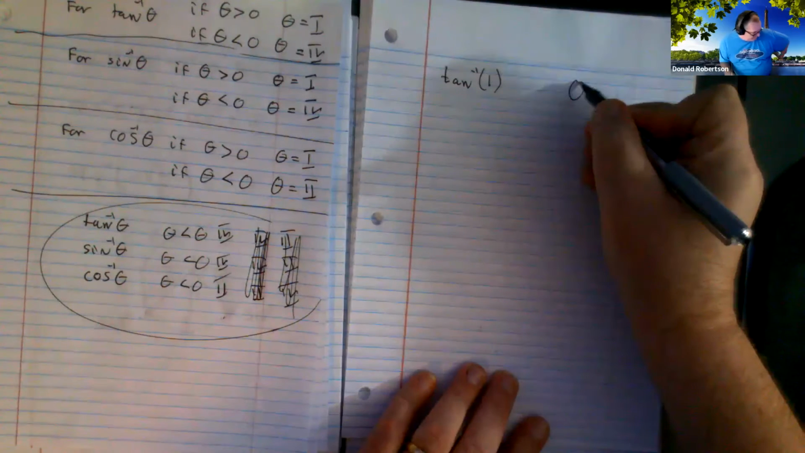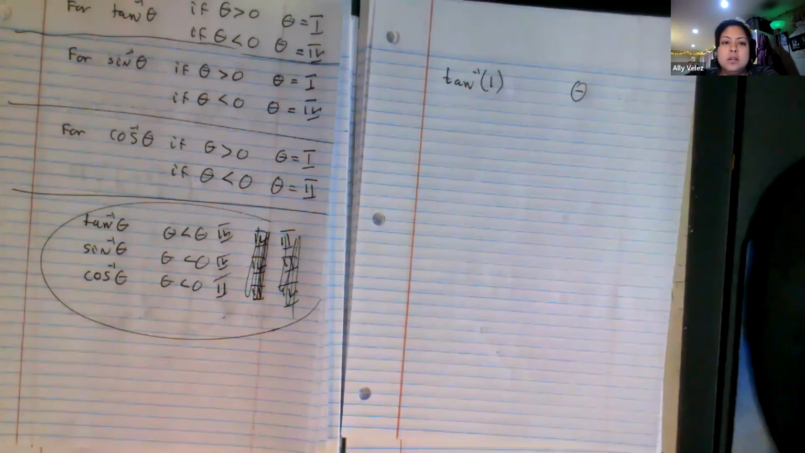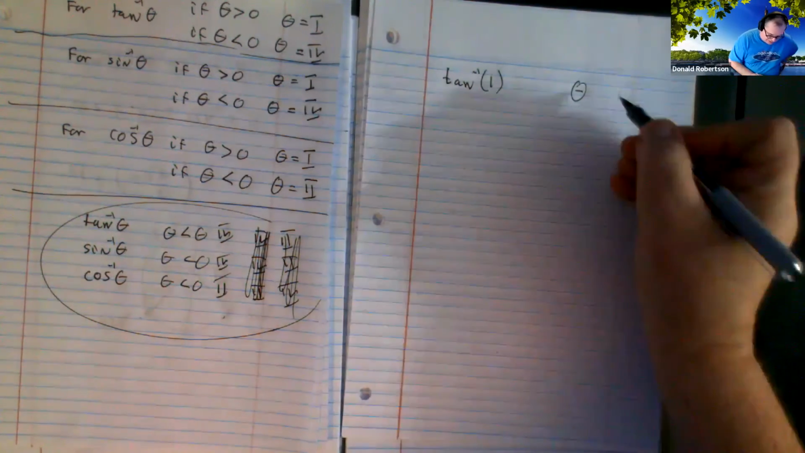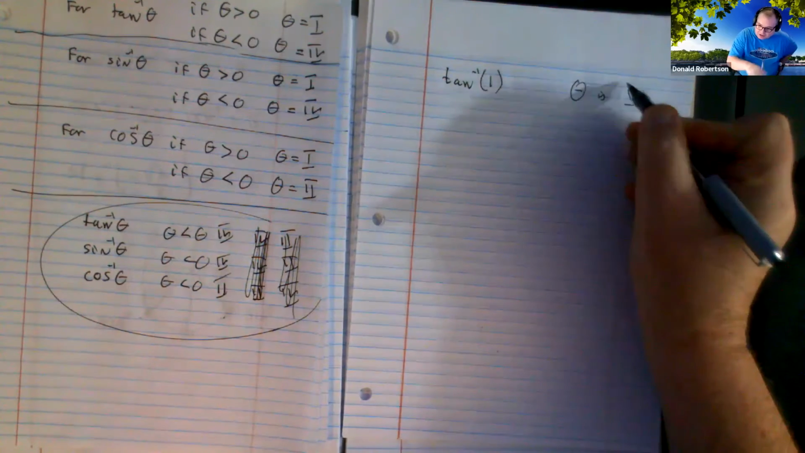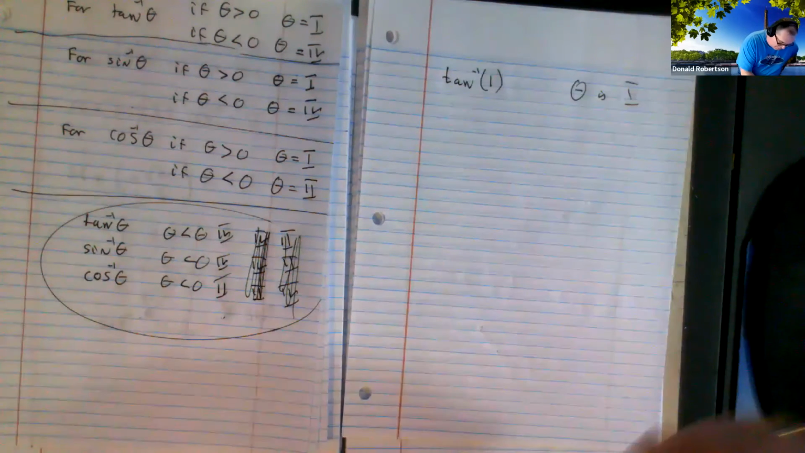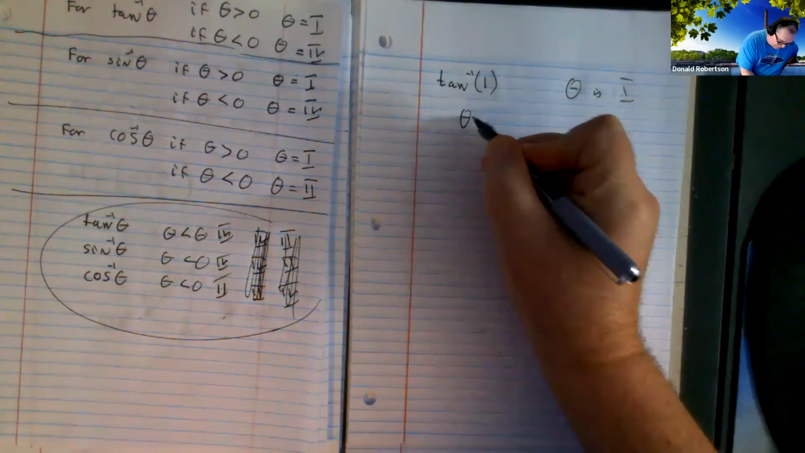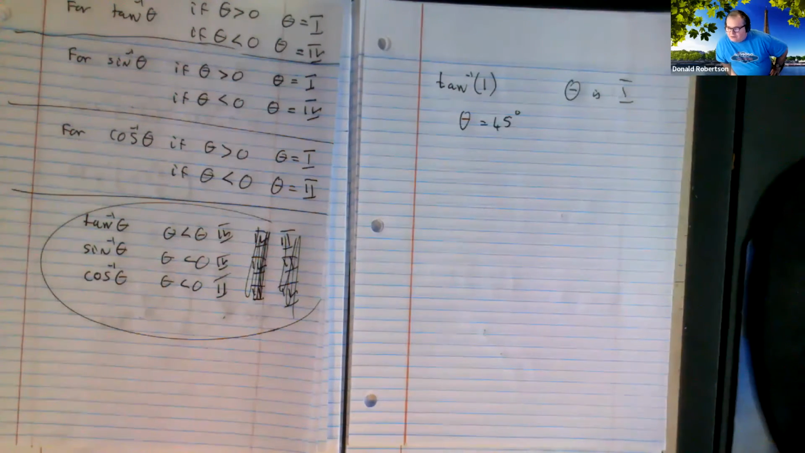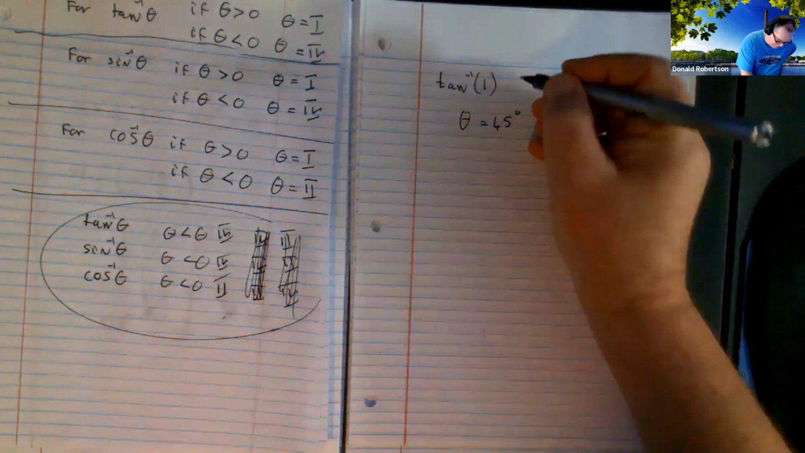Which quadrant is the inverse tan of 1 in? Agreed? First quadrant. If you go to your magic circle, your unit circle, would you agree that 45 degrees does that? And that would be the answer: this is equal to 45 degrees.